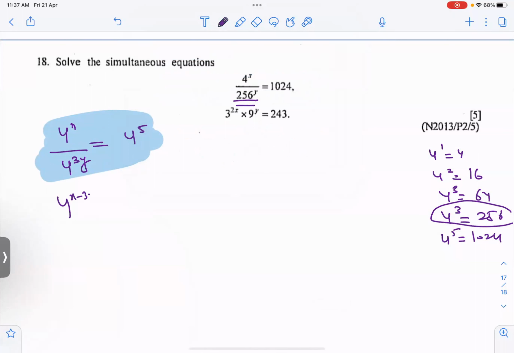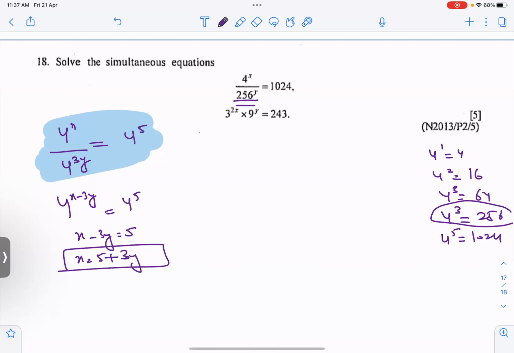So x minus 3y, because 3y is the power here in the denominator. When it goes up, it will become minus 3y, equals 4 to the power 5. Now, because the bases are the same, you can equate the powers. So this is the first equation. x equals 5 plus 3y. I have made x the subject here because I can use it for the next equation.